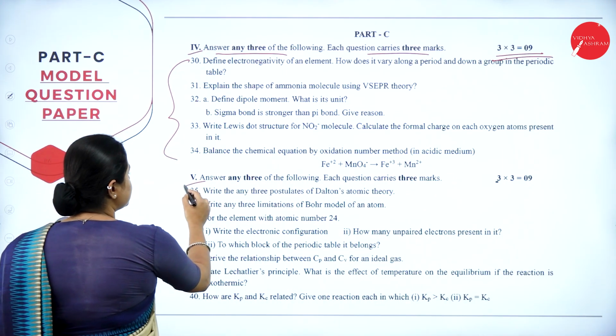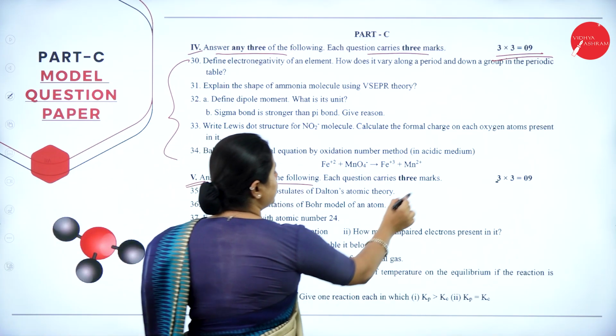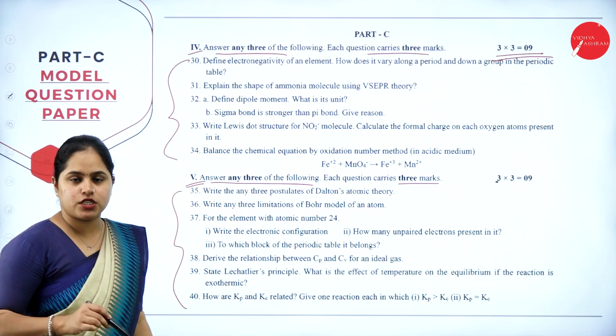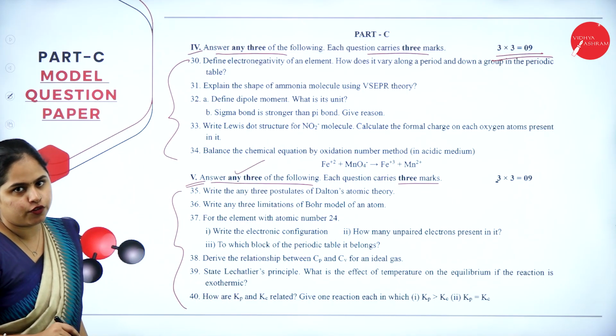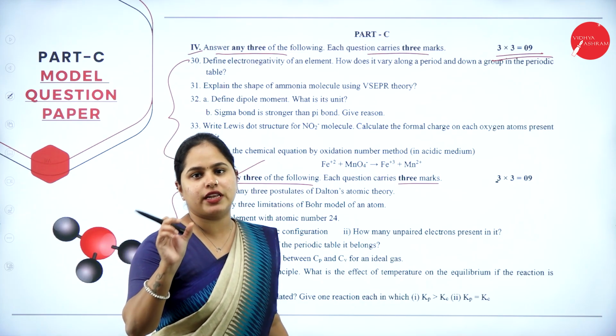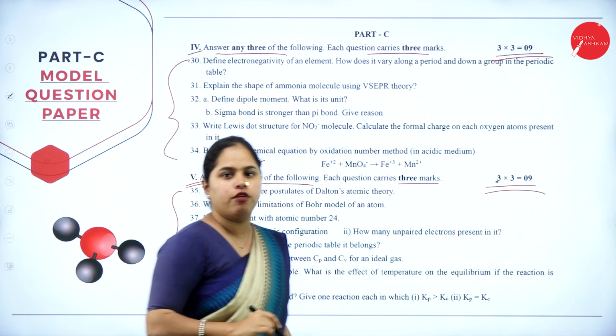Now the second section, that is the 5th section, again answer any 3 of the following. Each question will carry 3 marks. From 35 to 40, you have 6 questions, out of which again you have to answer any 3. Again you have a choice here. For these 3, each question will carry 3 marks. So again 9 marks from the second part of part C.